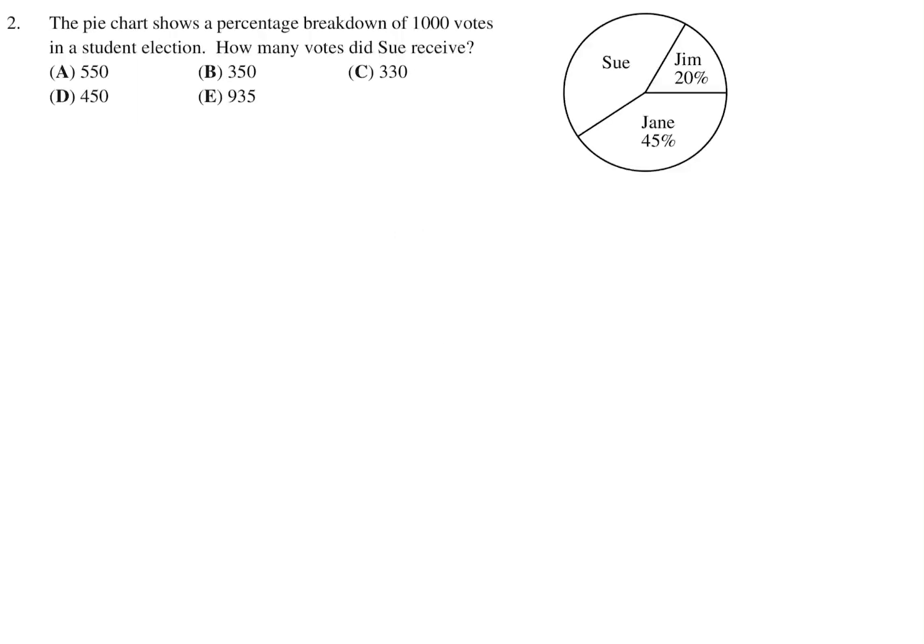The pie chart shows a percentage breakdown of 1,000 votes in a student election. How many votes did Sue receive? Okay, so Jim received 20% of the 1,000 votes. So that would be 0.2 times 1,000, which is 200.